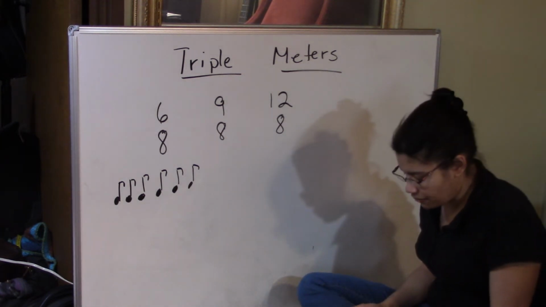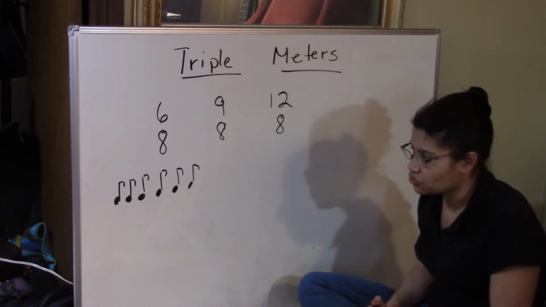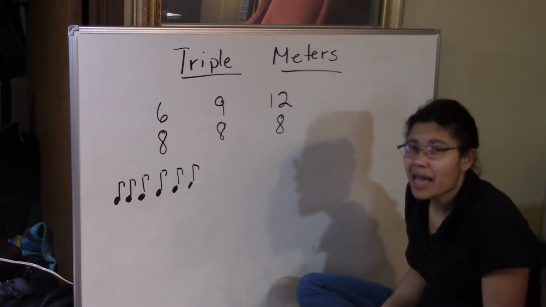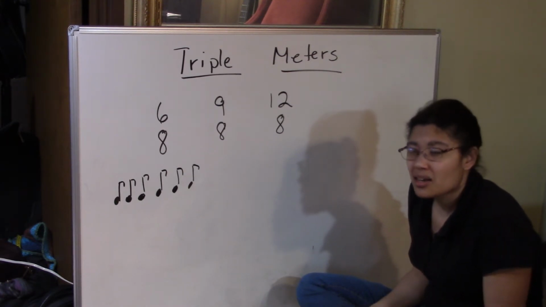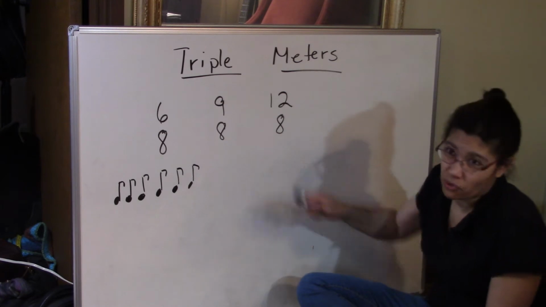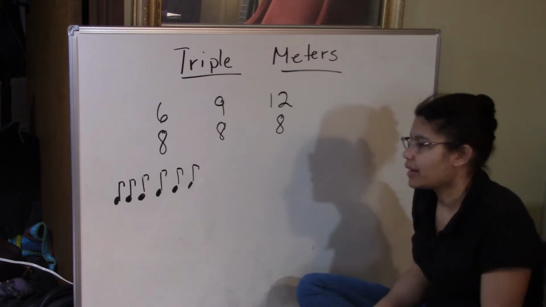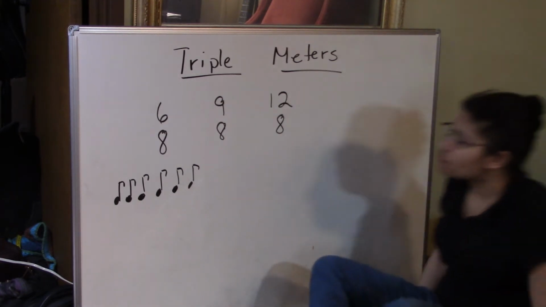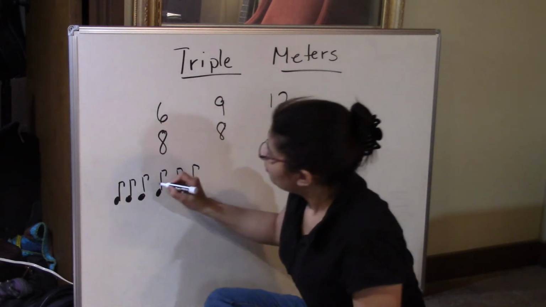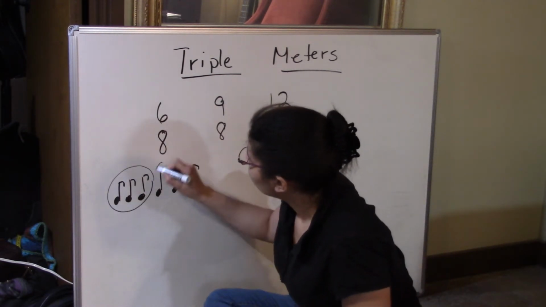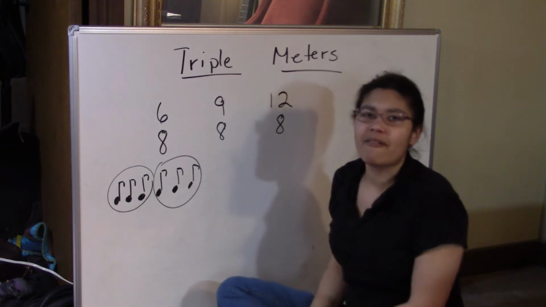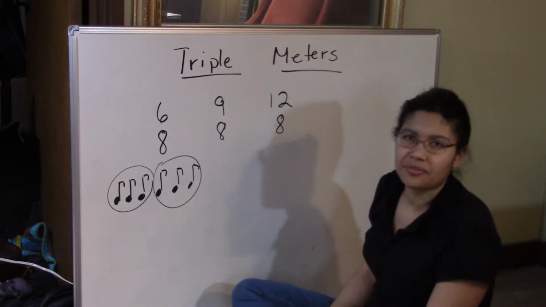Now, here's what I want folks to know about 6/8 that gets a little tricky. Nobody wants to count in a meter 6 times. 1, 2, 3, 4, 5, 6, 1. That's too much, right? So what we're going to do is group 3 notes together, and we're going to have 2 big beats of 3.